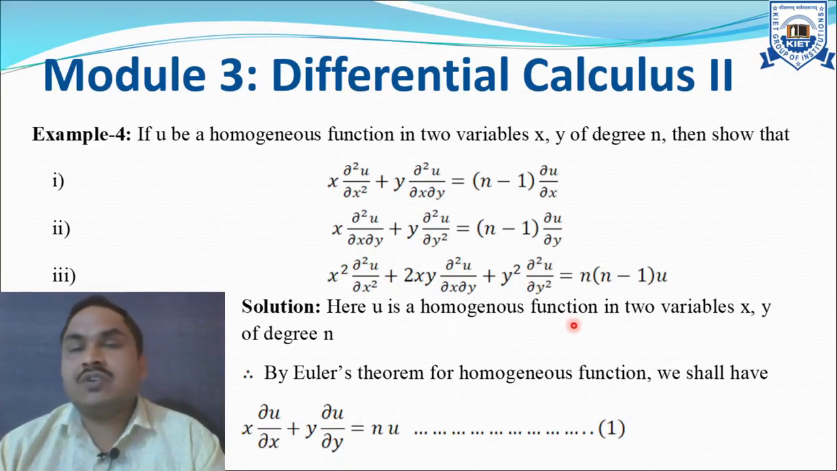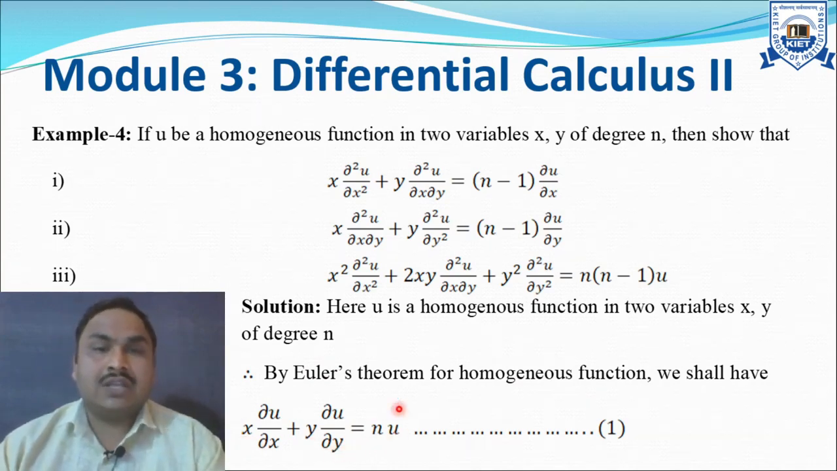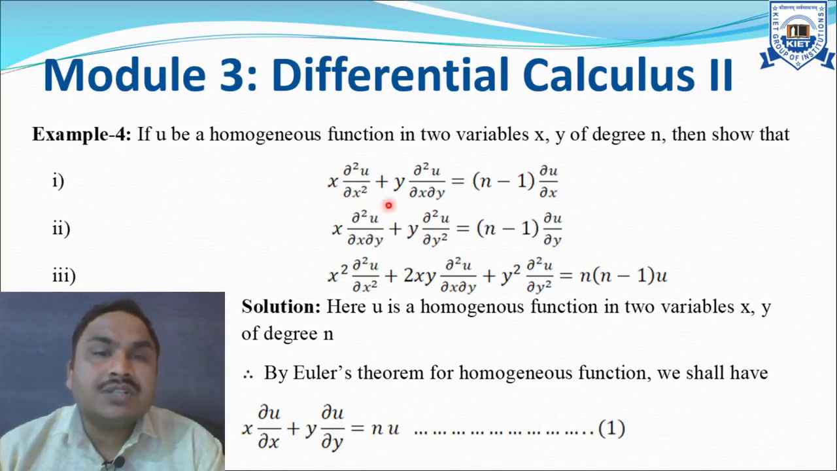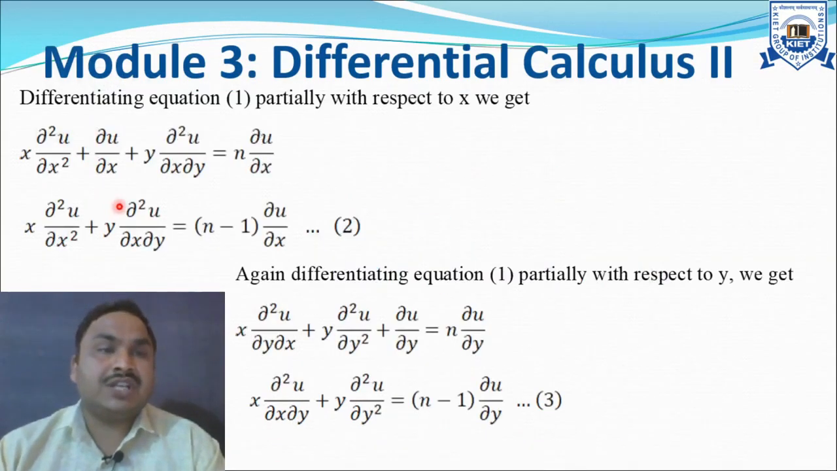Here u is given to be a homogeneous function in variables x, y of degree n. So by Euler's theorem for homogeneous functions, we shall have x del u by del x plus y del u by del y equals nu. Now if we see the first result, we need del 2 u over del x square, which will be obtained when we differentiate equation 1 partially with respect to x. So firstly we differentiate equation 1 partially with respect to x.